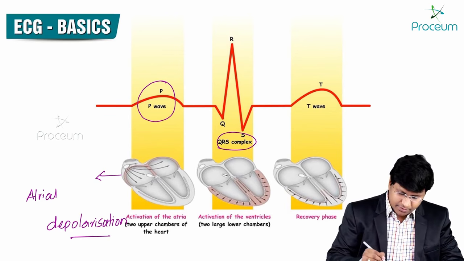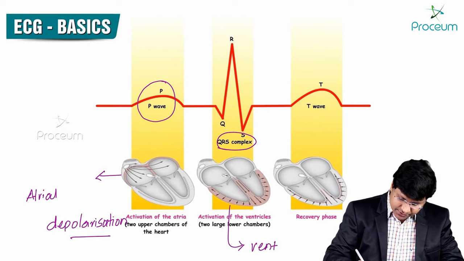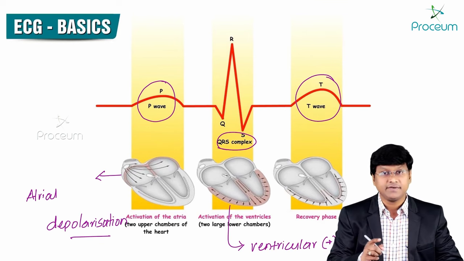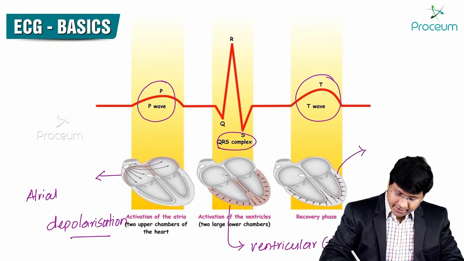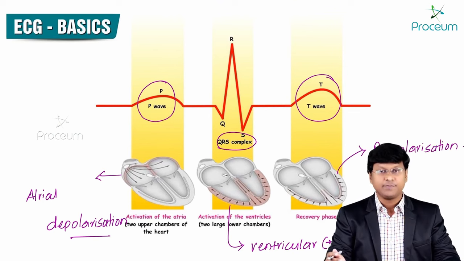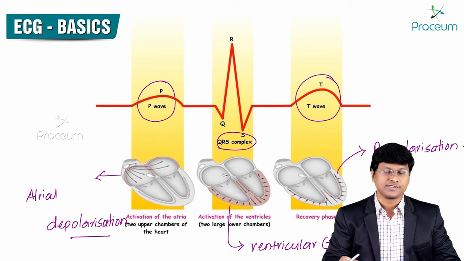Whereas the QRS complex is due to ventricular activation or ventricular depolarization. And the T wave is due to ventricular repolarization. Now, what are you missing? The one which is missing is the atrial repolarization.